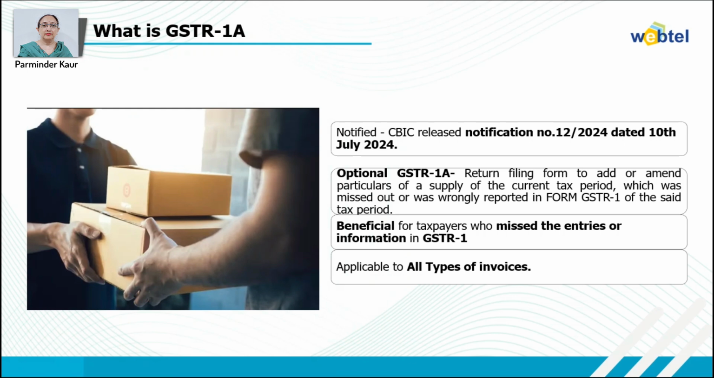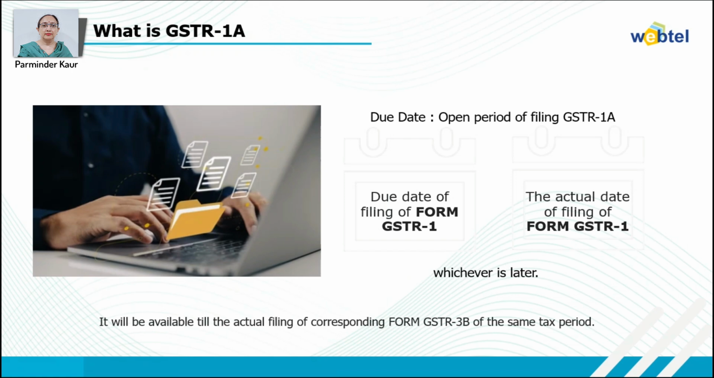If a taxpayer needs to amend any supplier record provided in GSTR 1 or add a supplier record for the same period, they can do so through GSTR 1A in the same month after filing GSTR 1 and before filing GSTR 3B. The open period for filing GSTR 1A starts after GSTR 1 is filed, or the 11th of the following month. The due date for filing GSTR 1A is the 11th of the following month or later, depending on the date of filing of GSTR 3B.